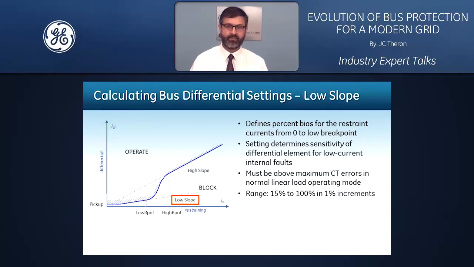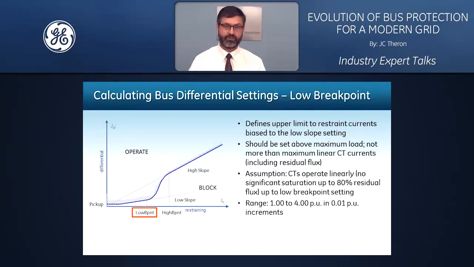The next setting is the low slope, which is specifically spanning from close to 0 or intersecting with the minimum pickup all the way to low breakpoint. And this defines the region typically during load conditions where we can have much more sensitivity for low differential currents. Now this must be above maximum CT errors in our normal linear load operating area, and of course is well below any possible CT saturation conditions.